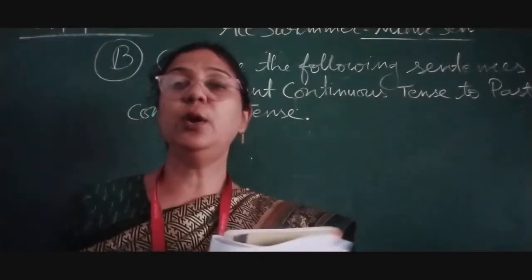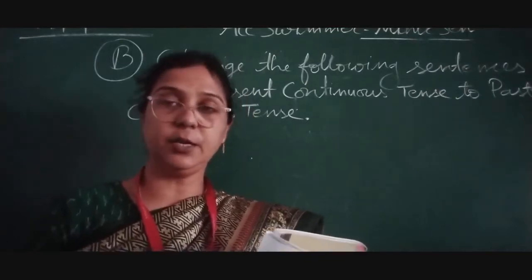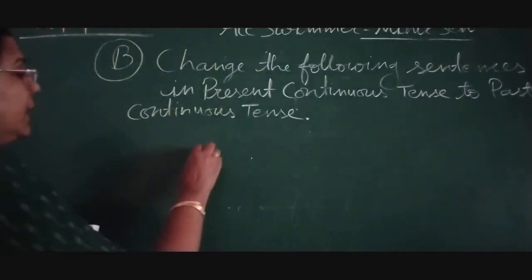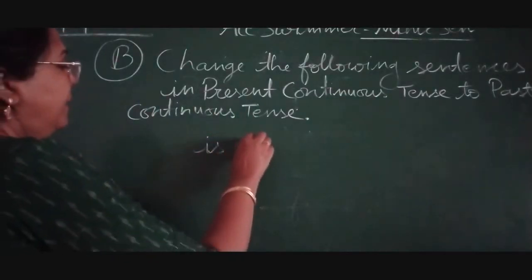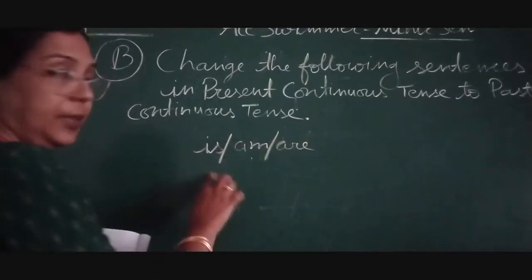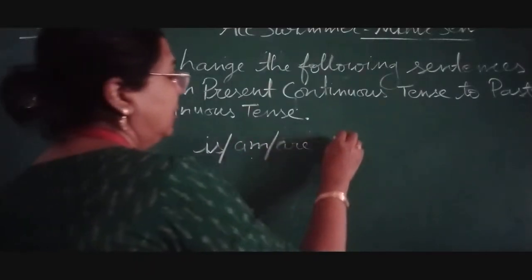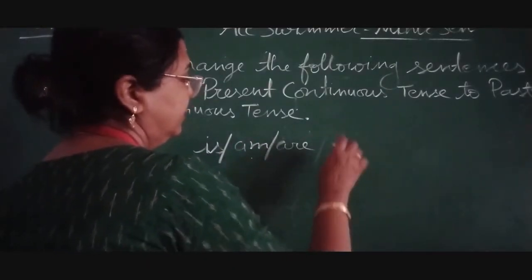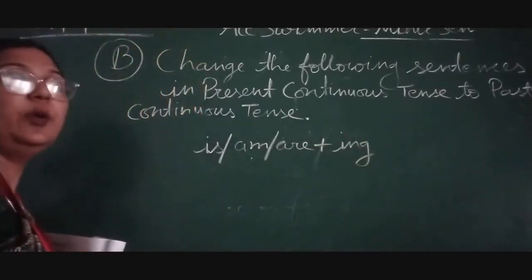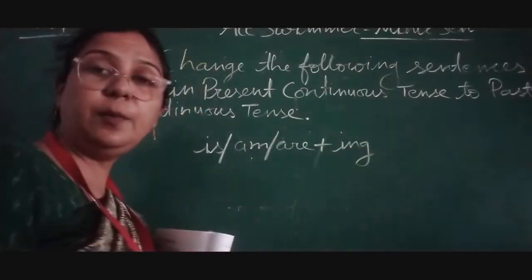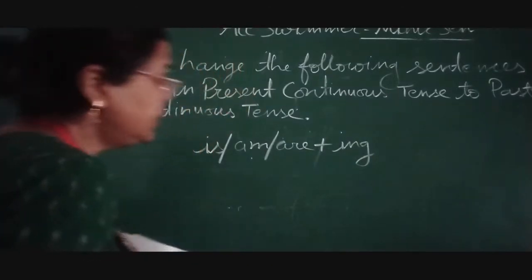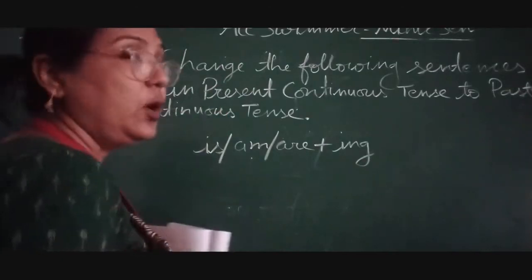So children, as you all know, in present continuous tense, what is the rule? That is, is, am, and are will be there with ing. It means in verb we are going to put ing. So it will become present continuous tense. Because we have to make it in past continuous tense.